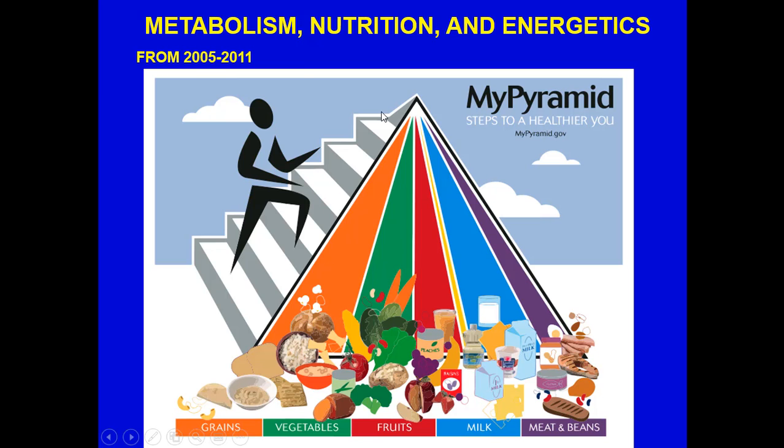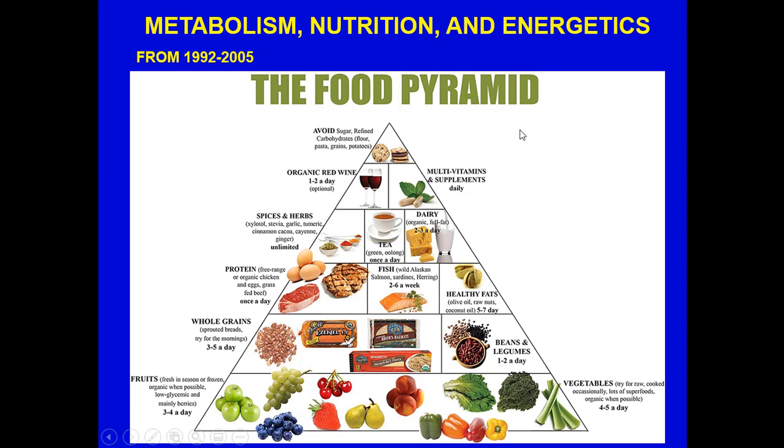This happened to be a change from the food pyramid, which was implemented from 1992 to 2005. If you notice there, you have the proteins, the various fruits, vegetables, etc. Now, they would tell you the servings per day. But you know what was a problematic little issue here?